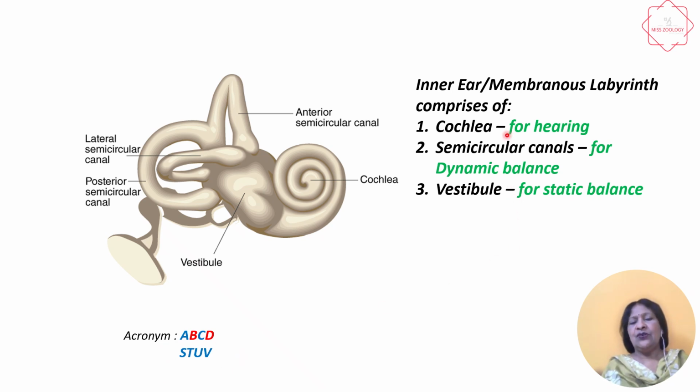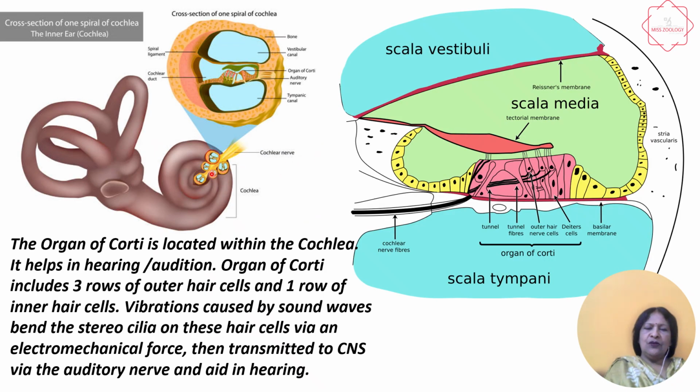Now let's go further into the cochlea, because this is very important for understanding how we hear the different notes and the loudness of sound. The cochlea further contains the organ of Corti, which is highly responsible for the process of hearing.